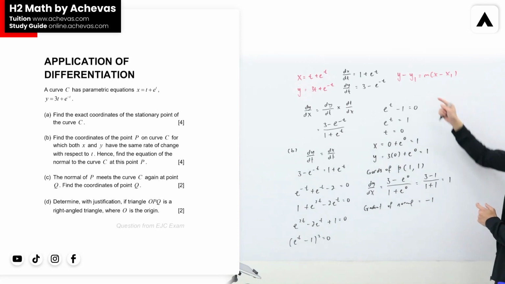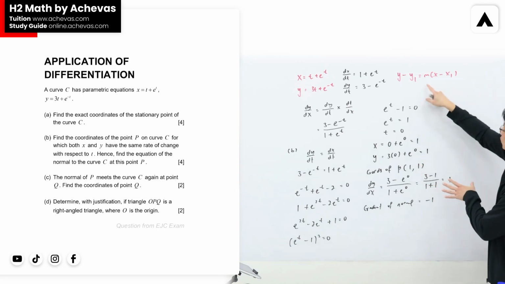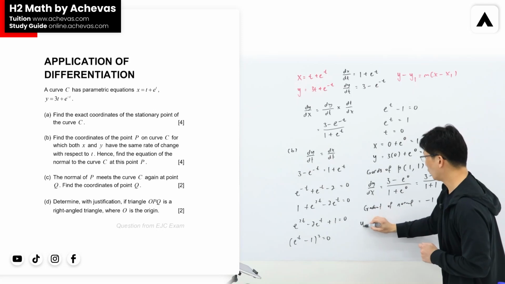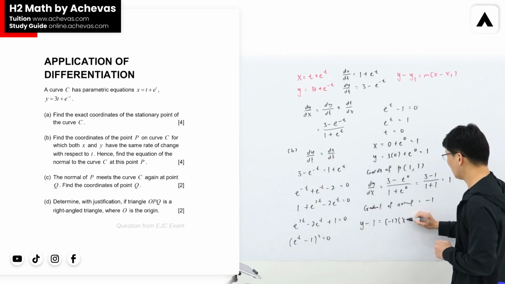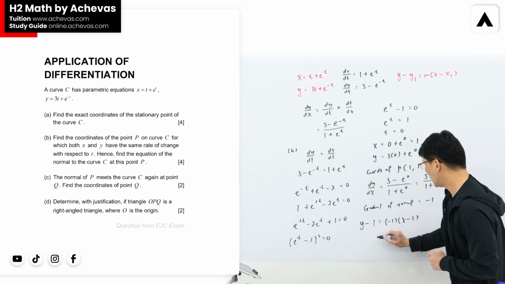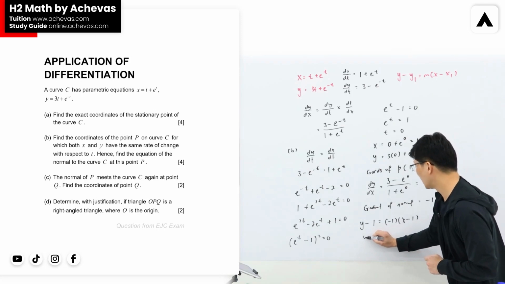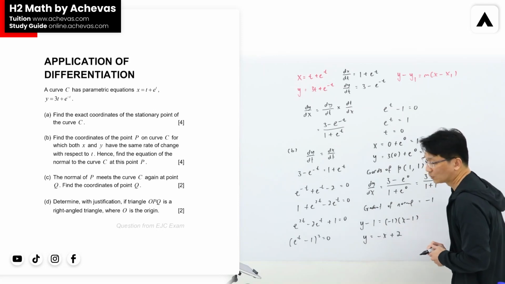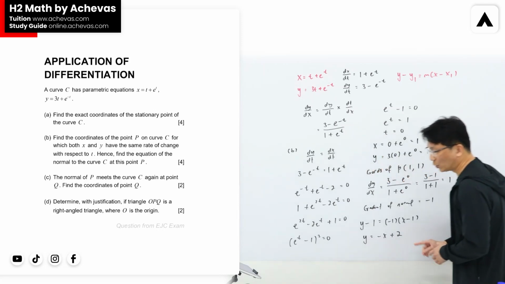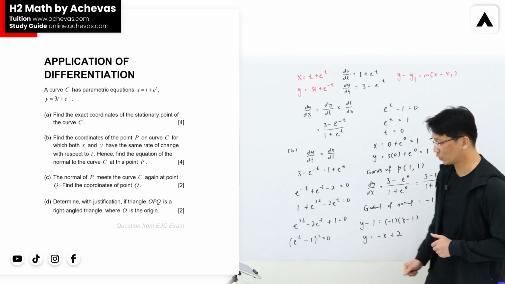So with that, we can plug these values into this equation already. We have y minus 1 equal to minus 1 (x minus 1). And rearranging this equation, we will just have y equal to minus x plus 2. So this will be the equation of the normal required by the question.